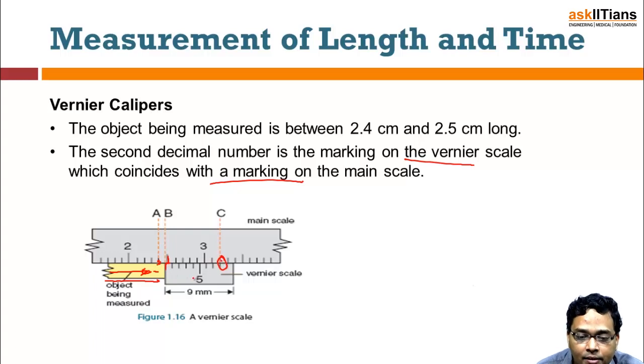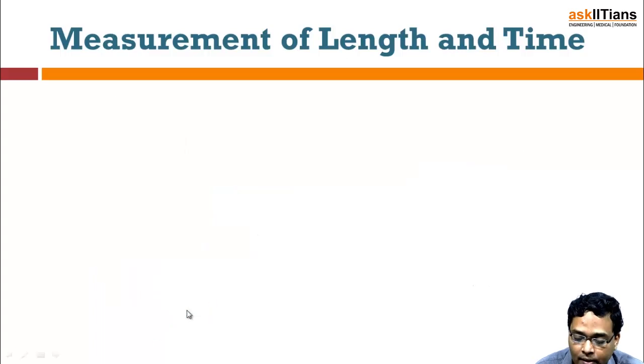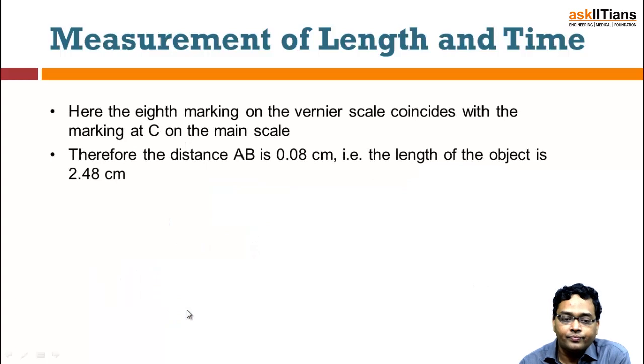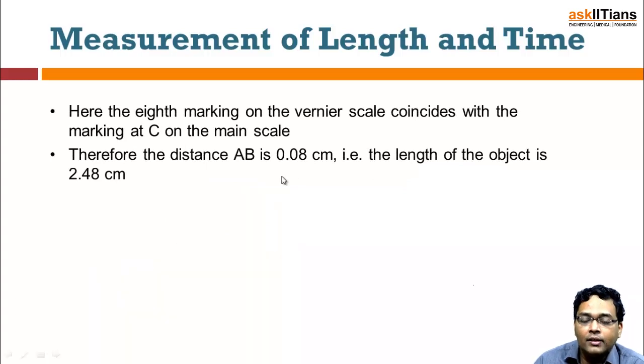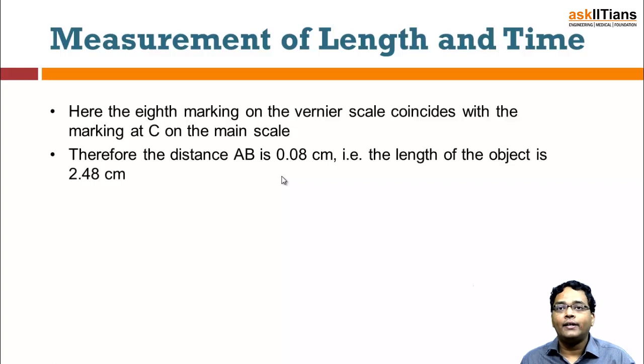The coinciding reading is here. So which is the reading that is coinciding? First, second, third, fourth, fifth, sixth, seventh, eighth. The eighth reading on the vernier scale is coinciding. So what will we say? It's going to be 0.08 centimeters and it's going to be 2.48.